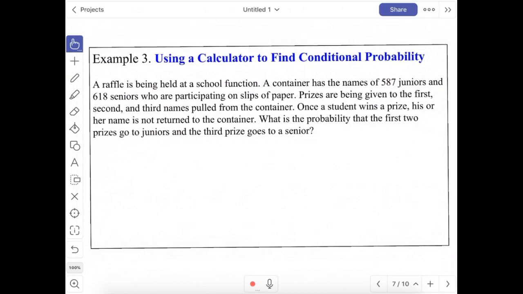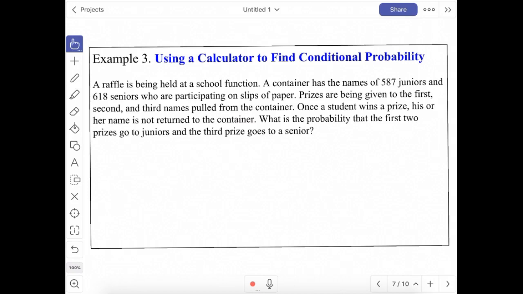All right. Using a calculator to find conditional probability. A raffle is being held at a school function. A container has the names of 578 juniors and 618 seniors who are participating on slips of paper. Prizes are being given to the first, second, and third names pulled from the container. Once a student wins a prize, his or her name is not returned. What is the probability that the first 2 prizes go to juniors and the third goes to a senior?